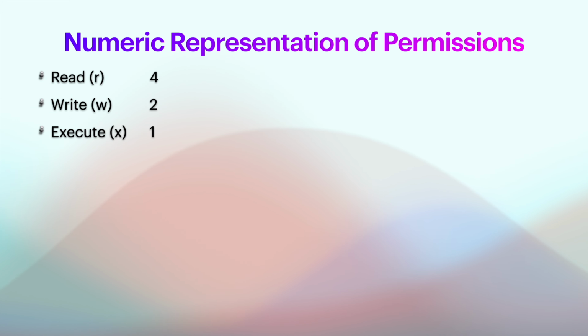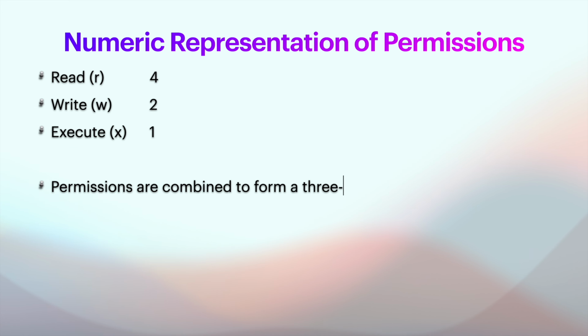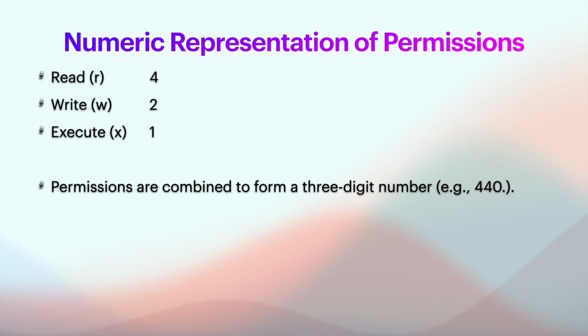For example, let us say a file has read permission for the user and group but no permissions for others. In numeric terms, this would translate to 440. The first 4 represents read access for the user. The second 4 represents read access for the group and the final 0 indicates no permissions for others. Remember, these numbers are combined to create a 3-digit code that reflects overall permissions for a file or directory.